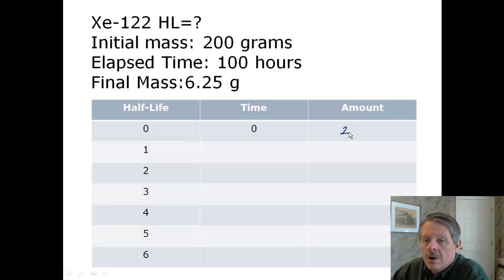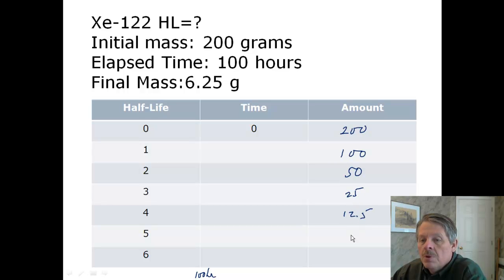All right, our initial mass is 200 grams. Our elapsed time is 100 hours, so we don't know where that's going to go down there somewhere. And our final mass is 6.25. Well, let's see how that works. That would be 100. That would be 50. That would be 25. That would be 12.5. That would be 6.25. Aha! We got there. There's our number. And that took 100 hours.